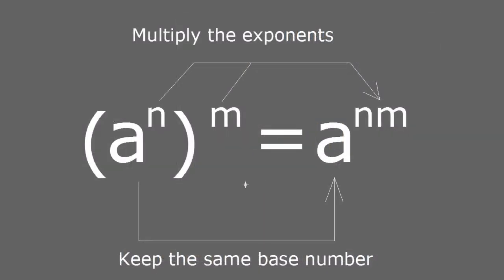As we said before, when you have a raised to the power of n, all of that raised to the power of m, keep the same base number, in this case the a, and just multiply the exponents. So a raised to the power of n raised to the power of m equals a raised to the power of n multiplied by m.